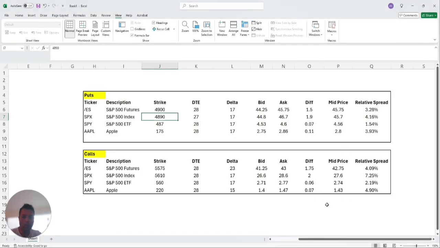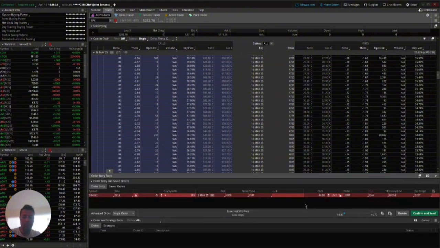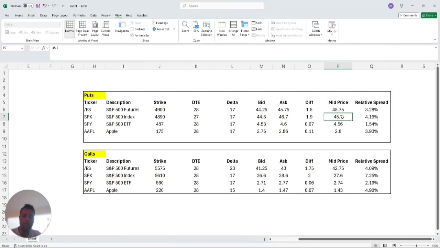Okay, same thing on the call side as well. You will see the exact same thing. So the difference between the two is $1.90. And then the mid price, because we will be selling, if we were to open a position here, we would have been selling this option at a mid price of 45.70. So that's what I picked up, 45.70.